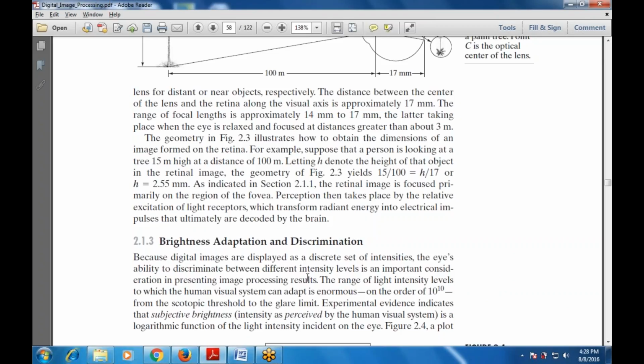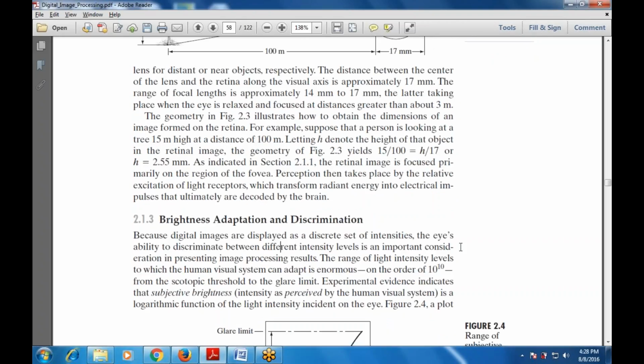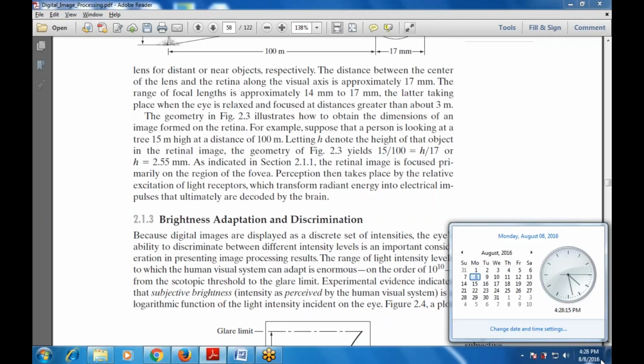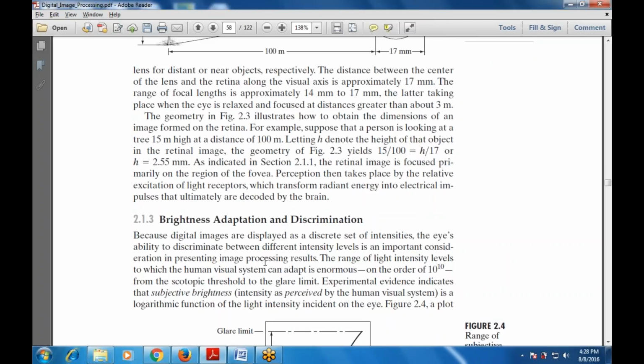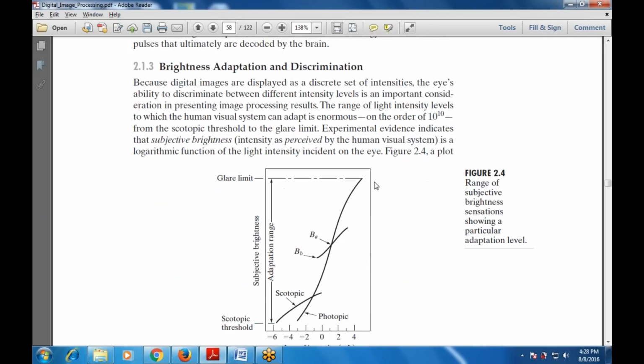The range of light intensity levels to which the human visual system can adapt is enormous, on the order of 10^10, from the scotopic threshold to the glare limit. Experimental evidence indicates that subjective brightness is a logarithmic function of the light intensity incident on the eye. Figure 2.4 shows the range of subjective sensations at a particular adaptation level, for brightness, adaptation, and discrimination.